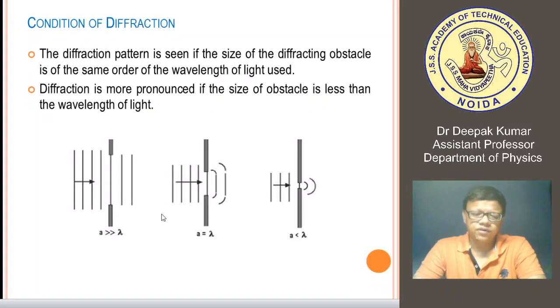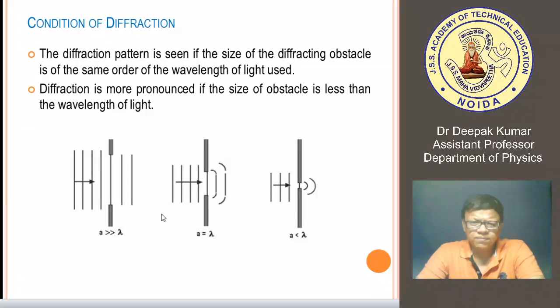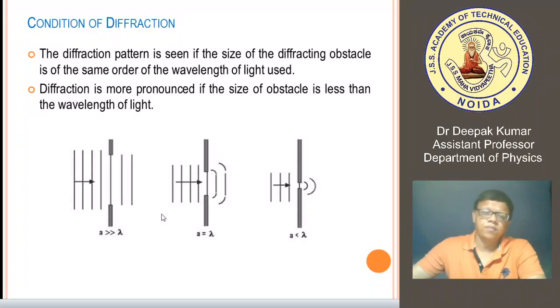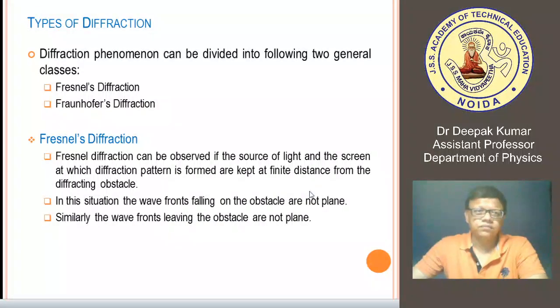So if you want to observe a diffraction pattern of visible light, you need a slit where the slit width is of the order of wavelength of the visible region. Diffraction is more pronounced if the size of the obstacle is less than the wavelength of that particular light. It is observed practically that if the width of the slit is large, then the amount of bending will be less, and if we decrease the width of the slit, the bending will be high. So diffraction will be more prominent when the width of the slit is of the order of wavelength.